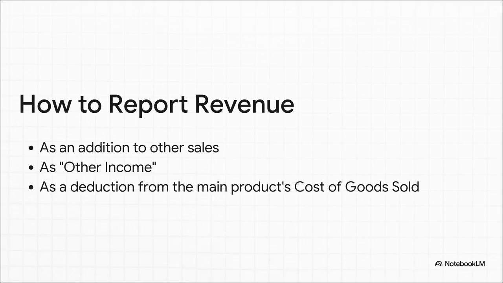So you've got this revenue now. Where does it actually go on the income statement? Well, you've got 3 main choices. 1, you can just add it to your other sales at the top. 2, you can list it down below as other income. Or 3, and this one's a really popular move, you can use it to reduce the cost of goods sold of your main product. And why would you do that? Well, it makes your main product look even more profitable, which is pretty cool. The choice really just depends on the company and how much money we're actually talking about here.